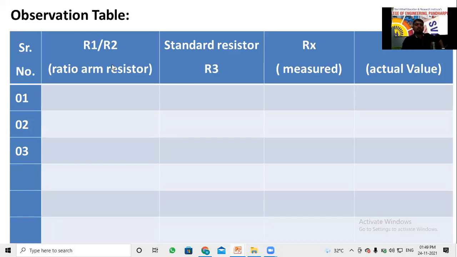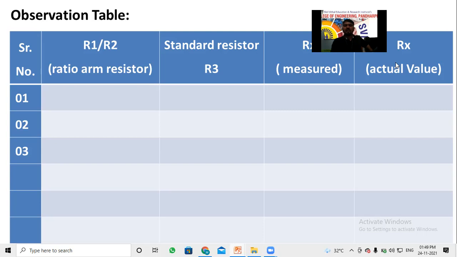R1 by R2 ratio arms, we are going to tell that one. This ratio arms is not necessary actually. Standard R3 value we have to measure here, and Rx measured and calculated value. So actual value of Rx and measured and calculated, we can write here. Actual value in the kit, how much is that? Measured is nothing but calculated. We have to choose that. Is it clear? We'll do the practical now.